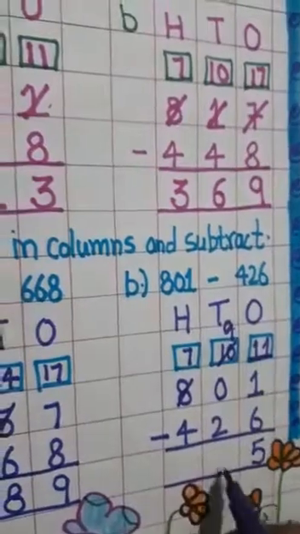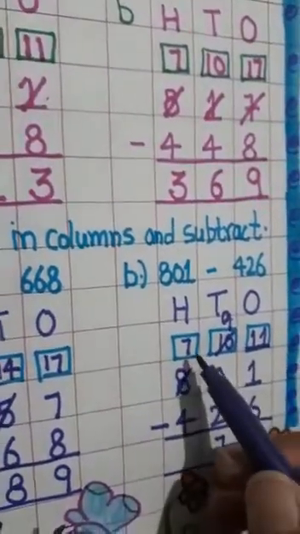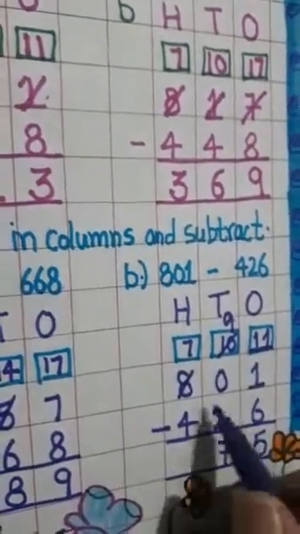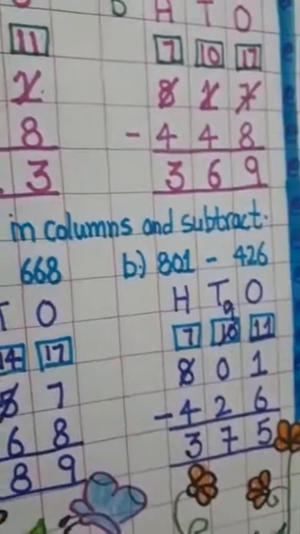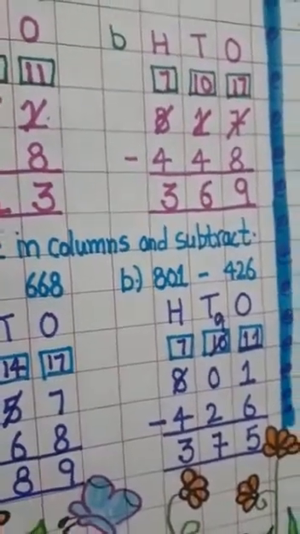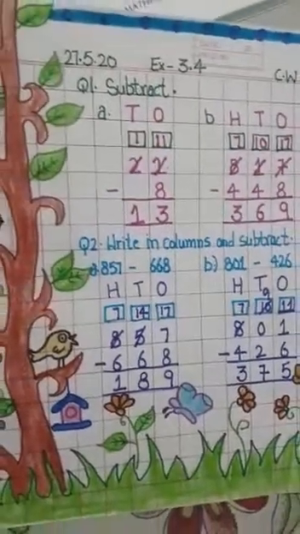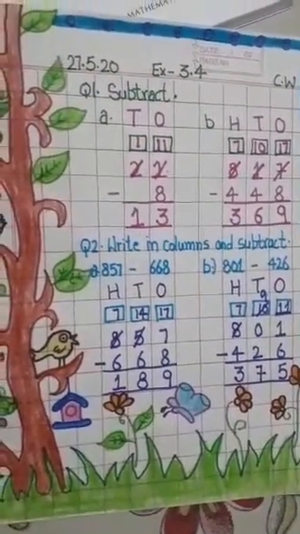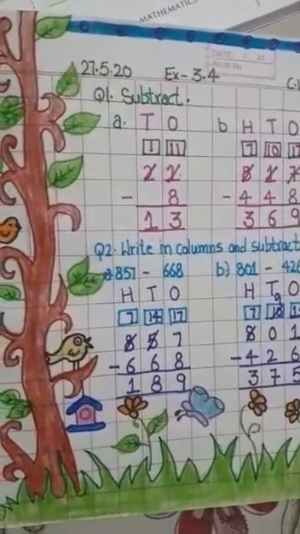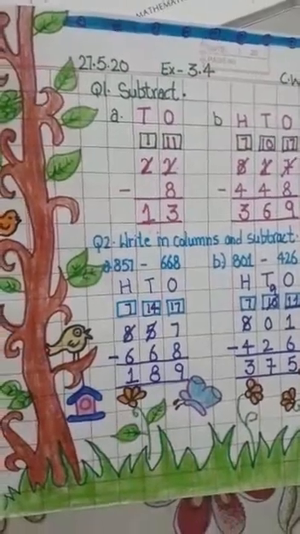So 9 minus 2, the answer will be 7, and here is 7. 7 minus 4 will be 3. The answer is 375. So like this you will solve all the sums firstly in your rough notebook, and after that you will copy the same in your maths notebook.